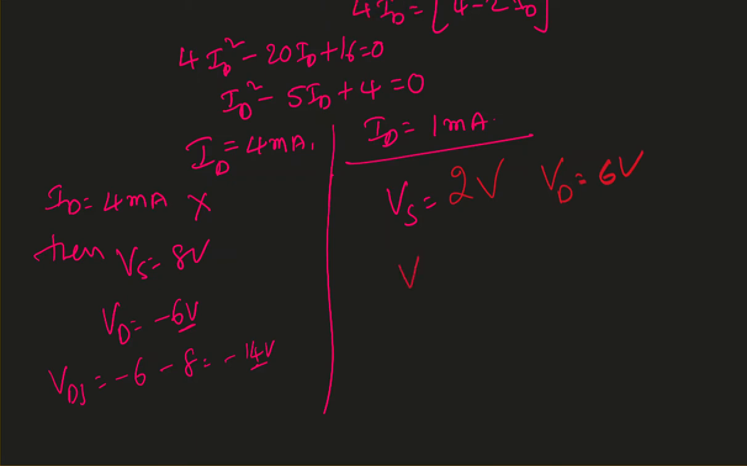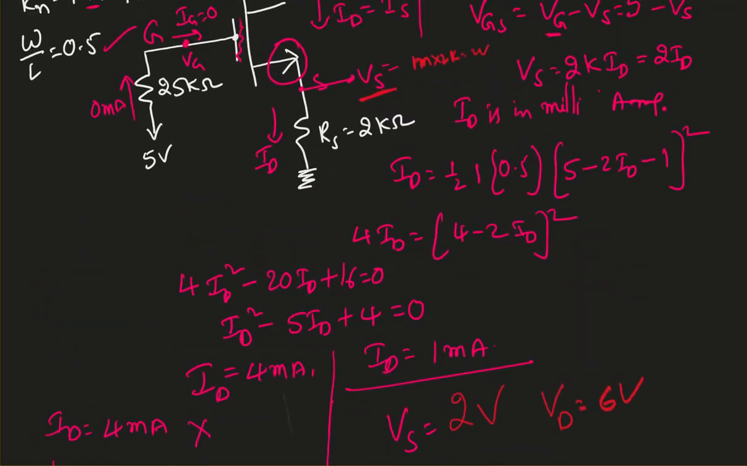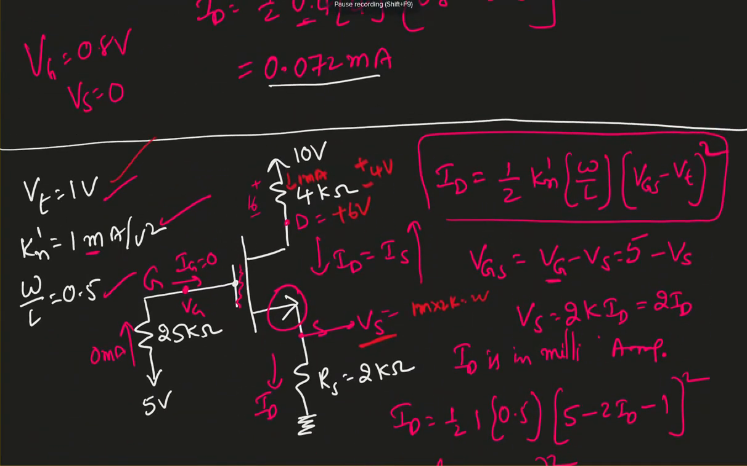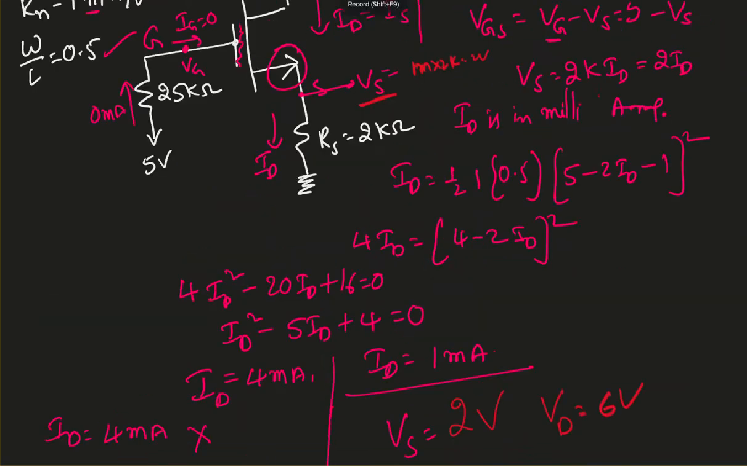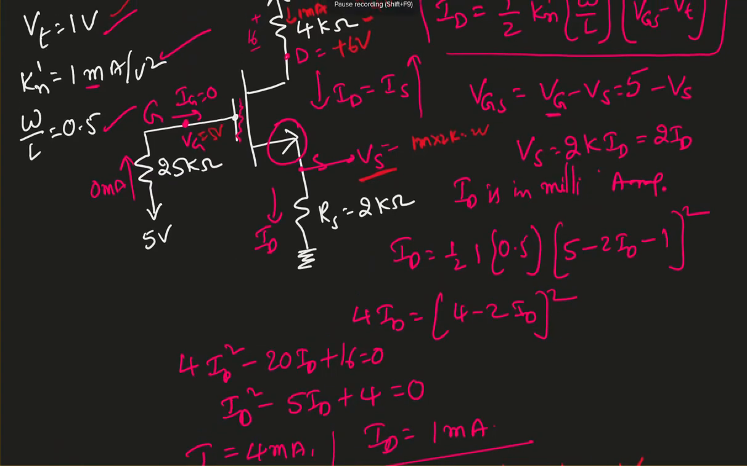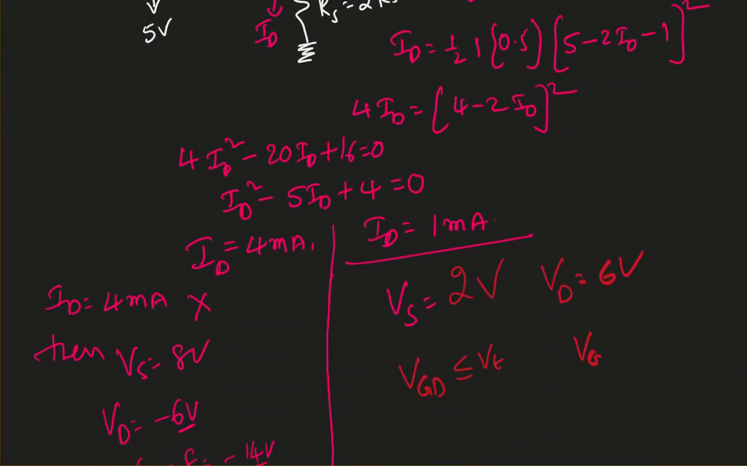Another way of verifying this is that VGD must be less than or equal to VT. VT, he gave us 1 volt. Now we'll find the VGD. I have VG is 5 volts, and VD is 6 volt. So VGD is VG minus VD, that's a negative 1 volt. Since VGD is less than VT, we're good. This is in saturation mode of operation.